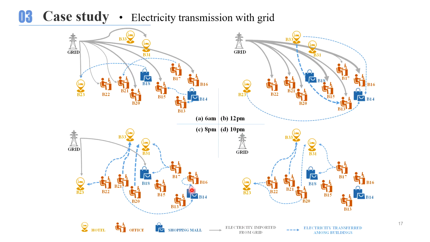And during the evening, like 8 p.m., since hotels are still at the peak demand period, while offices demand reaches the off-peak period, the largest amount of the electricity of all day is transferred from offices to the hotels.